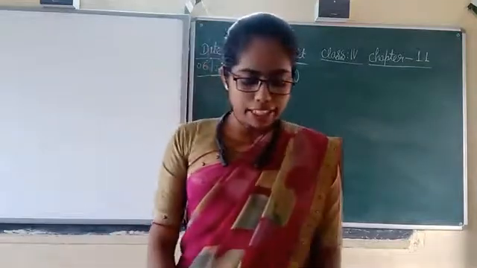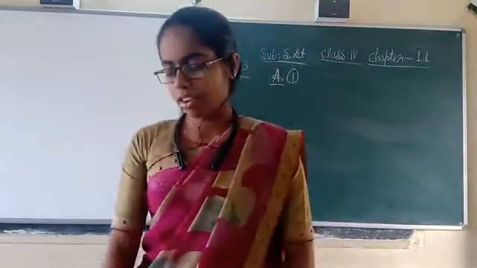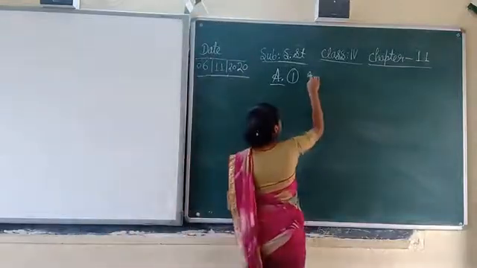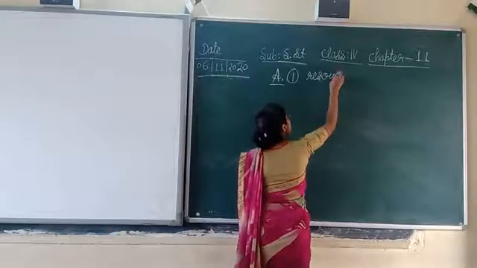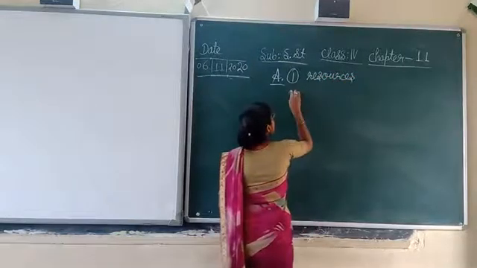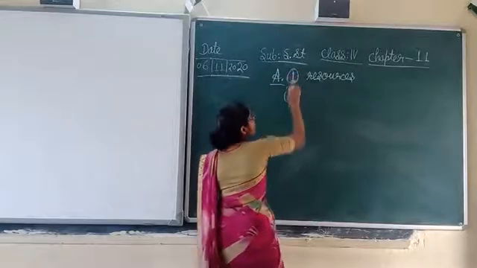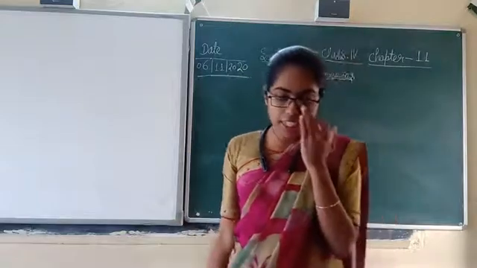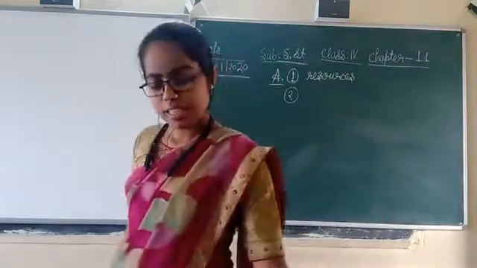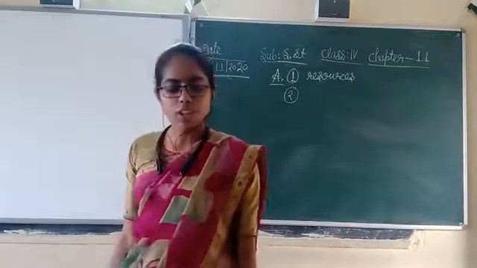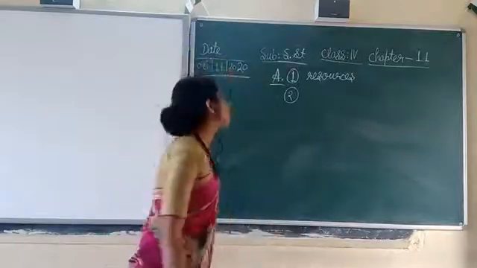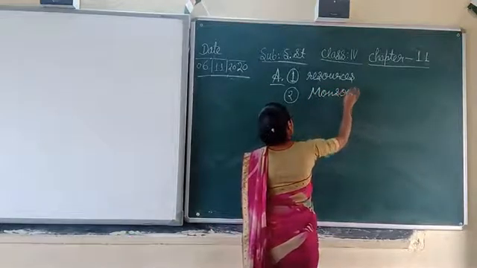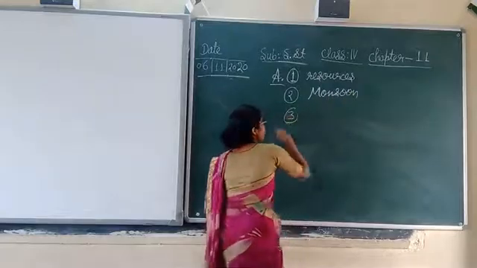Forests are important natural dash of a country. So what will be the answer? Resources. Natural resources of our country. This is the answer for the first question. Second one is deciduous forests are also called dash forests. What are these deciduous forests called? They are called monsoon forests. Deciduous forests are also called monsoon forests.